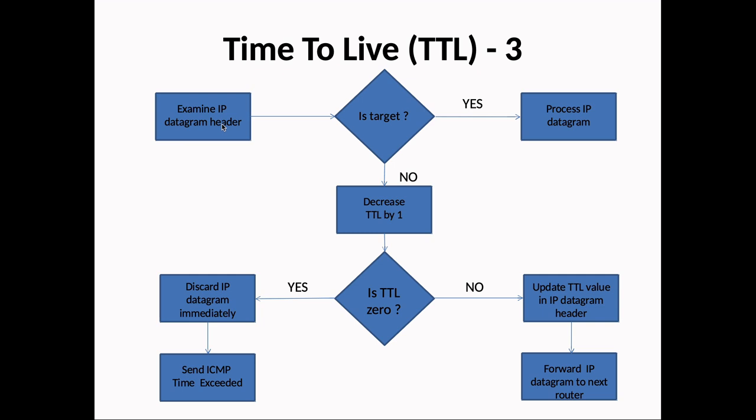Let's look at the behavior of the router from this flowchart. The IP datagram just arrived in the queue, so the router is going to look at the IP header. Is it the target? No, of course not. So decrement the TTL by 1. But remember, TTL itself was 1 when the IP datagram arrived, so naturally the TTL is going to become 0. And if the TTL becomes 0, the immediate responsibility of the router is to discard the IP datagram right away and send an ICMP time exceeded message back to the source device.